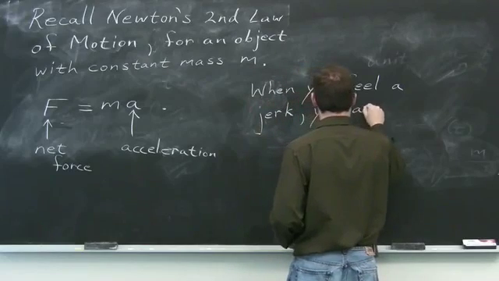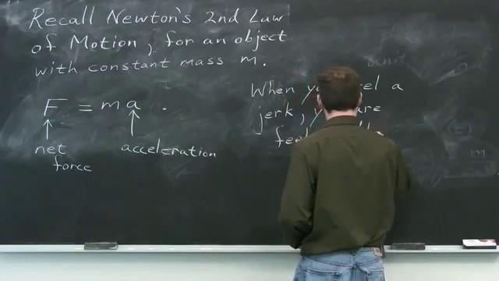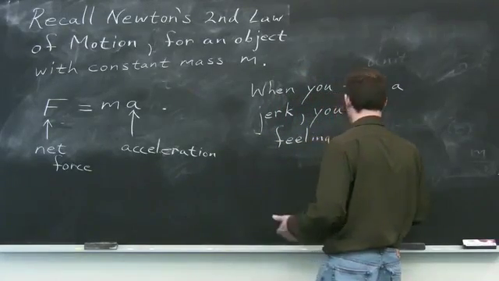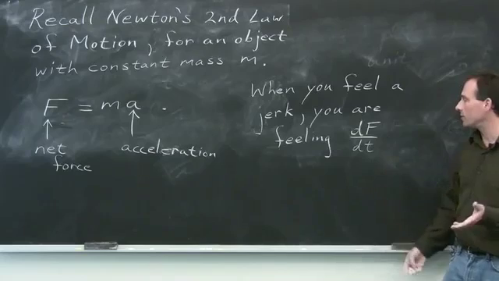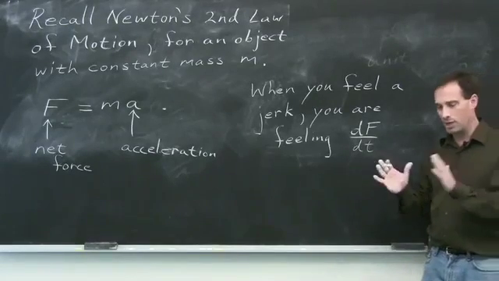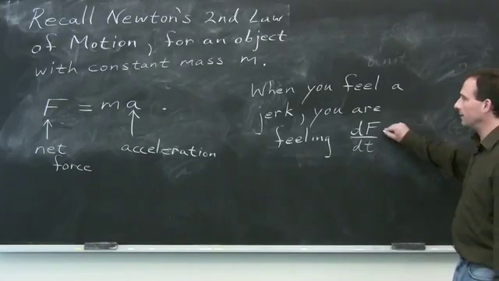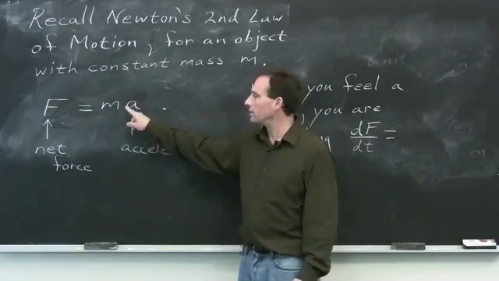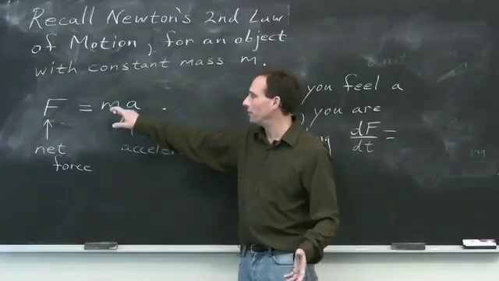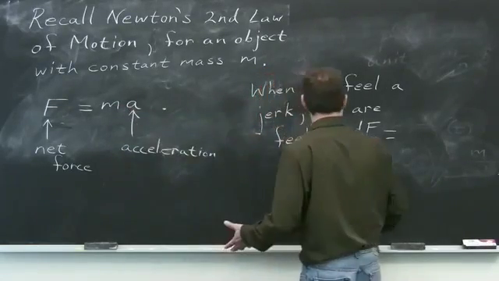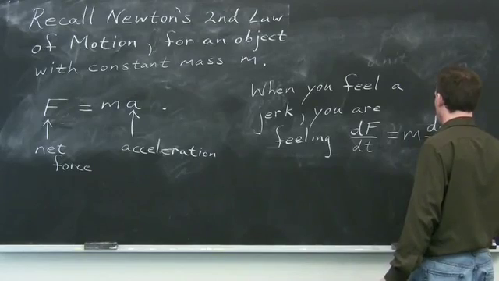You're feeling that the force is changing. So you're feeling this rate of change of the force. If the force were constant, we know the derivative of a constant is 0, so you wouldn't feel a jerk. You just feel this constant pressing. But when you feel a jerk, you're feeling dF/dt. But dF/dt is the derivative of this, and this is a constant times the acceleration. We have a rule for that: the derivative of a constant times a function of t, you just pull the constant out and multiply times the derivative with respect to t of the other thing.